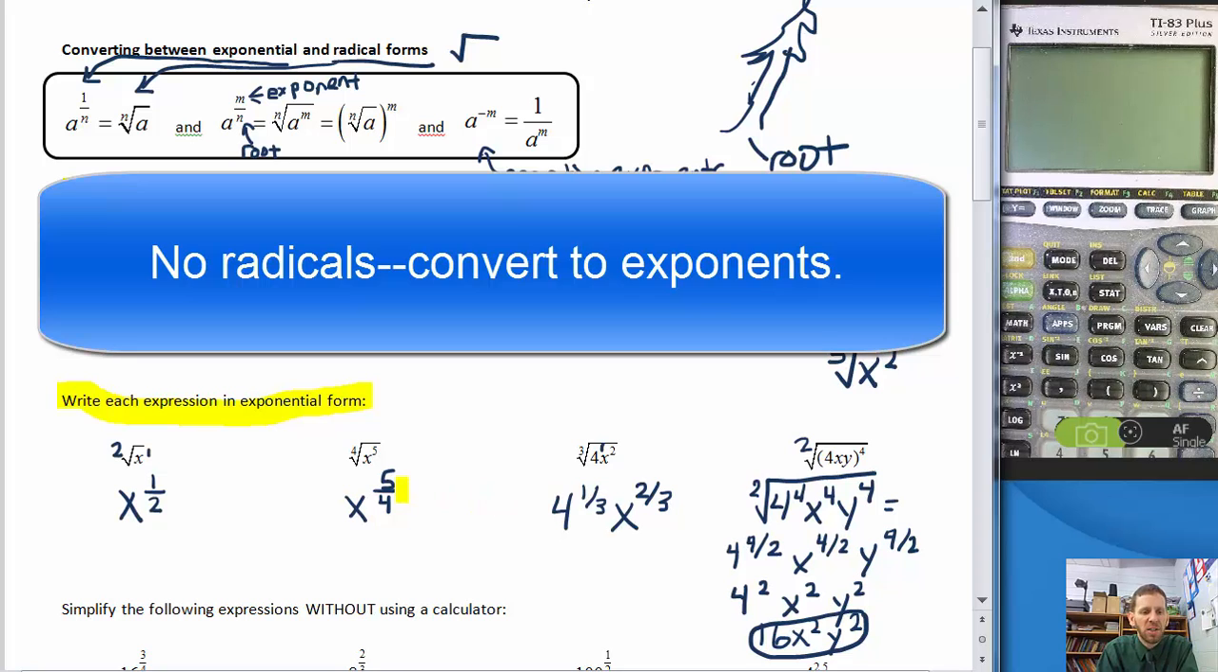On problems where you're writing expressions in exponential form, make sure that your answer has an exponent in it. It does not have to have a fraction exponent. It doesn't have to be 5 over 4. It could be just like an x squared or a y squared, but make sure there are exponents in your answer.